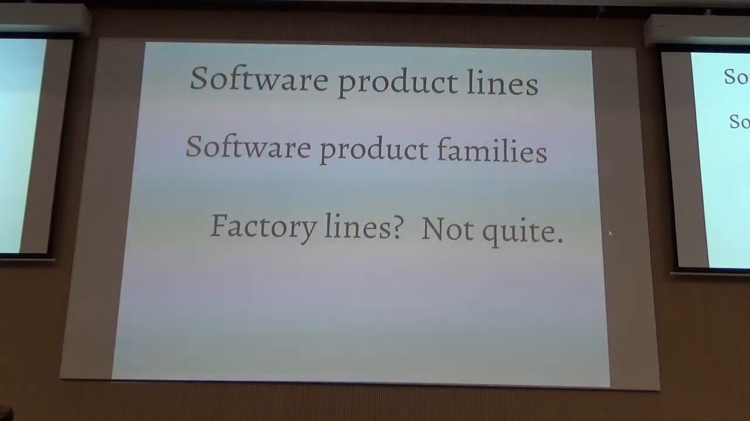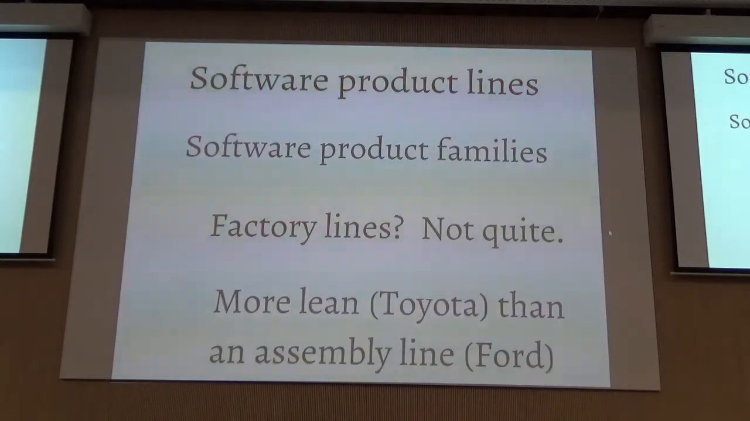We're talking about lines of products, families of products. But talking about factory lines, the company famous for this assembly line approach was Ford. I was talking about the lean approach, and I made a slight reference to the Toyota company, or Toyota previously.